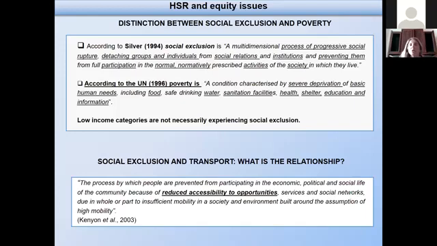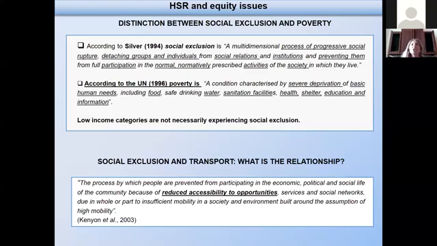In a report of the United Nations in 1996, poverty is a condition of severe deprivation of basic human needs: health, safe drinking water, sanitation facilities, shelter, education, information. So these are two topics that are completely different. Being socially excluded doesn't mean being poor, so low-income categories are not necessarily experiencing social exclusion.